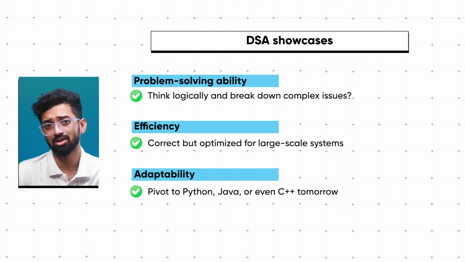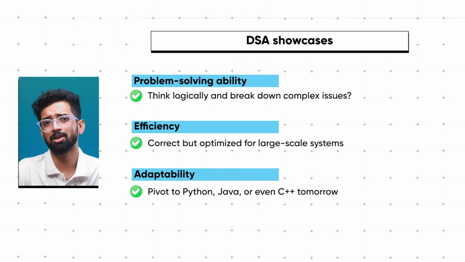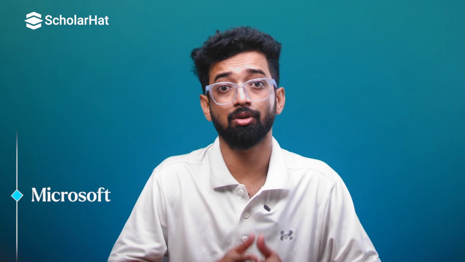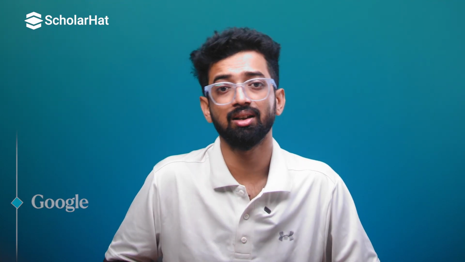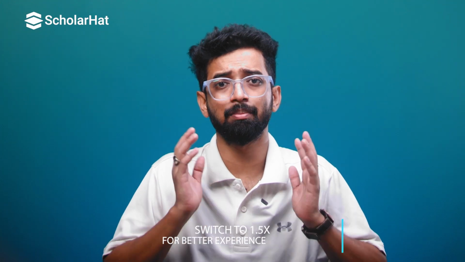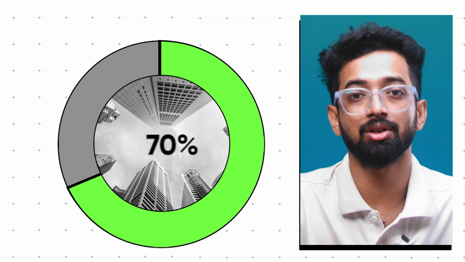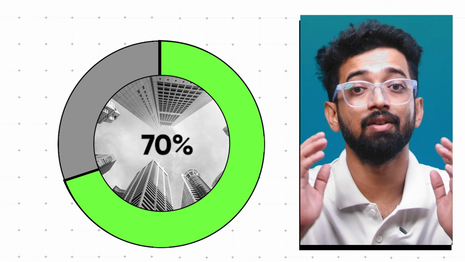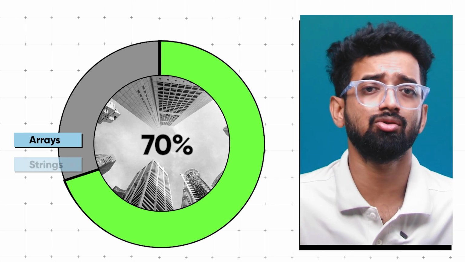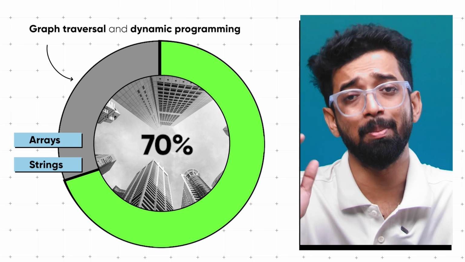Even if the code is in C# today, what if you need to pivot to Python, Java, or even C++ tomorrow? Companies like Microsoft, Amazon, and Google care more about your ability to solve complex problems efficiently than your language-specific syntax. They want to know if you can think like an engineer. And nothing tests better than a solid foundation in DSA. Here's a fun fact. Over 70% of interview questions at product-based companies revolve around DSA problems, from arrays and strings to more advanced topics like graph traversals and dynamic programming. That's how important it is.